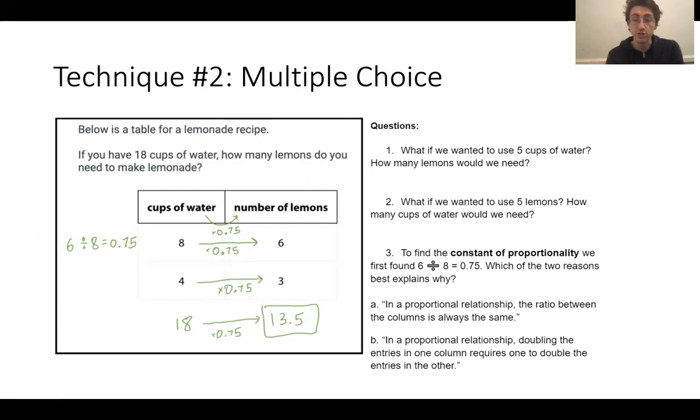A: In a proportional relationship, the ratio between the columns is always the same. That's a true generalizable principle. B: In a proportional relationship, doubling the entries in one column requires one to double the entries in the other. A is clearly involved here. B is true, but not involved here. By the way, I do what I found with the multiple choice things.